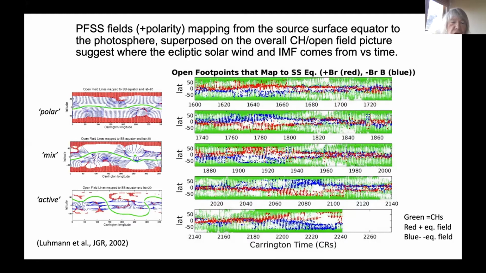And you can see it traces out, in many cases, either the boundaries of the polar holes during solar minimum especially, or low latitude holes. A lot of the ecliptic solar wind comes from low latitudes throughout a good portion of the solar cycle. Those first three panels are about a solar cycle long, and then the solar cycle gets a little more extended in the last two panels.